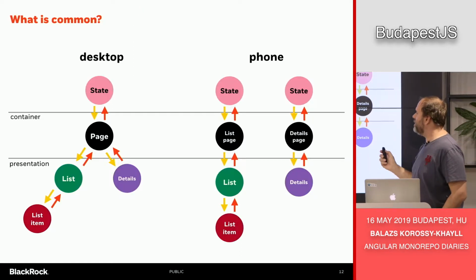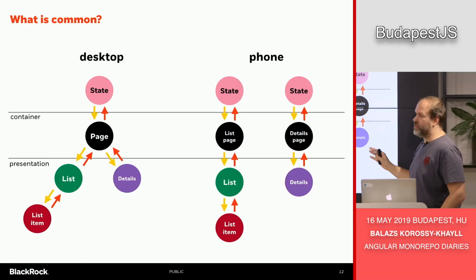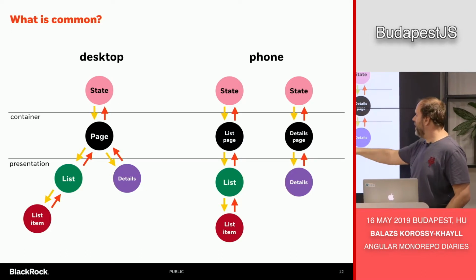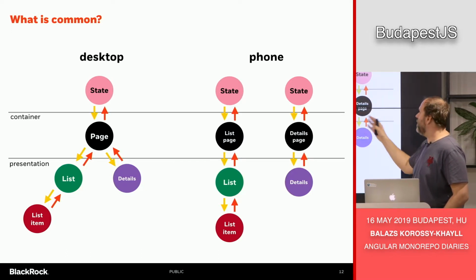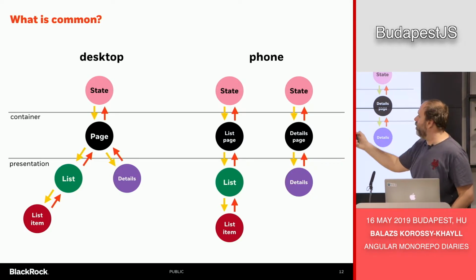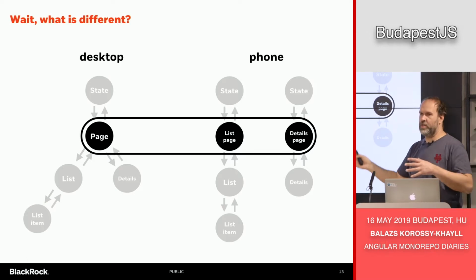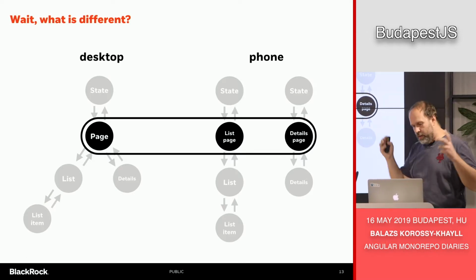If you take a look at this thing, you can identify components that are exactly the same. So the ones that have the same color are actually the same thing. What is different between these are the black ones, so these things. This is what is different between the desktop and the phone.